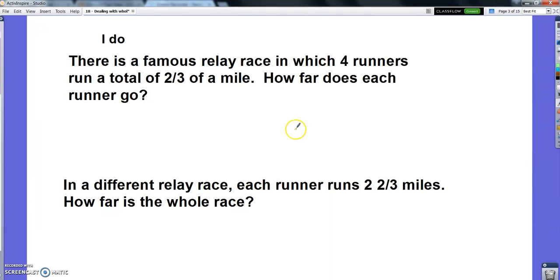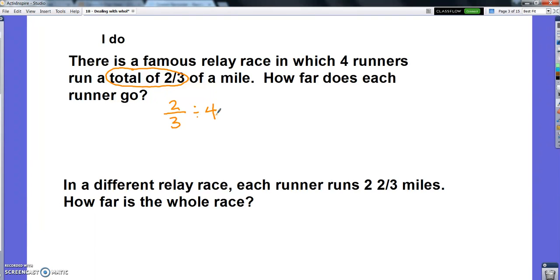So one of the things we talked about in the last lesson was figuring out what operation to do. And so let's kind of start there with this one. I've got a 2/3 of a mile race, total of 2/3 of a mile. And I'm going to divide that among 4 runners. So that is a division problem. I've got to take my 2/3 of a mile and divide it by 4.